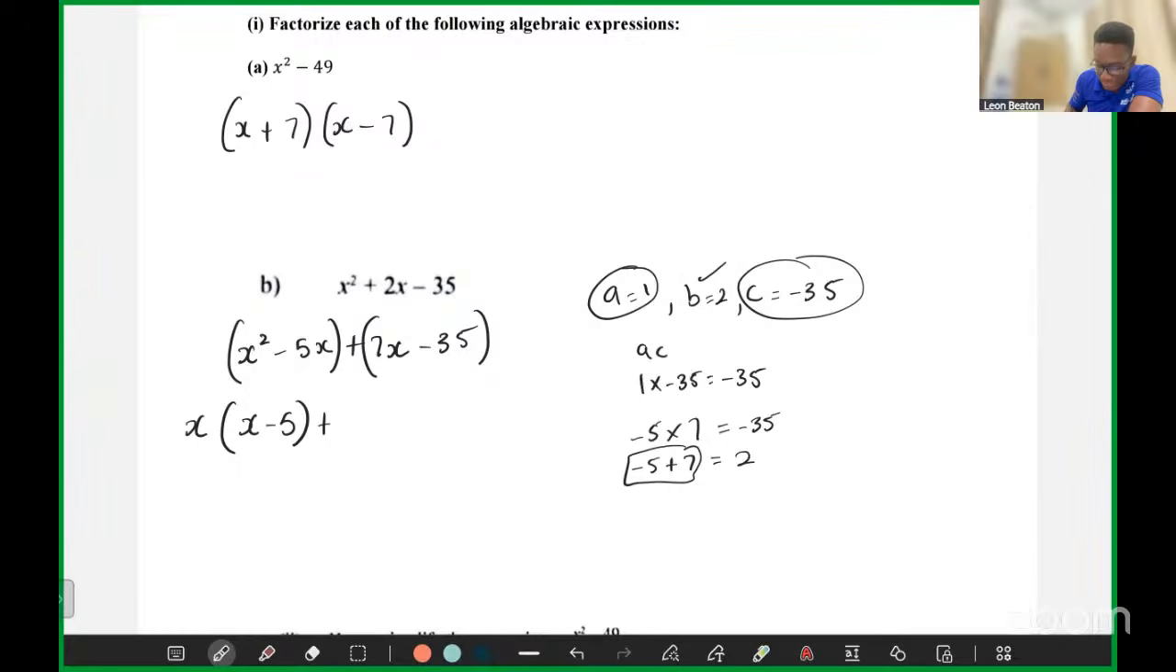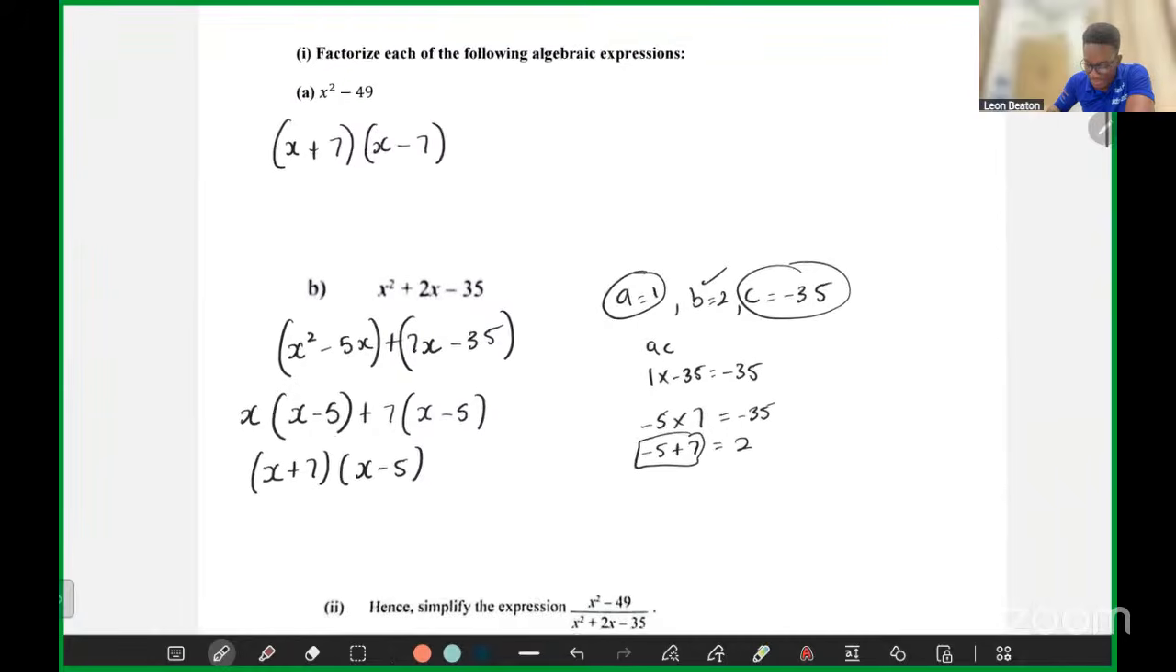The highest common factor there is 7. So you factor out the 7 from 7x, we're left with x. Factor out 7 from negative 35, we're left with a minus 5. Hence, in one bracket we'll have x plus 7, and in the other bracket, x minus 5. We just bring down what is outside the bracket and bring down one of these brackets. And we're going to clear there with our marks.